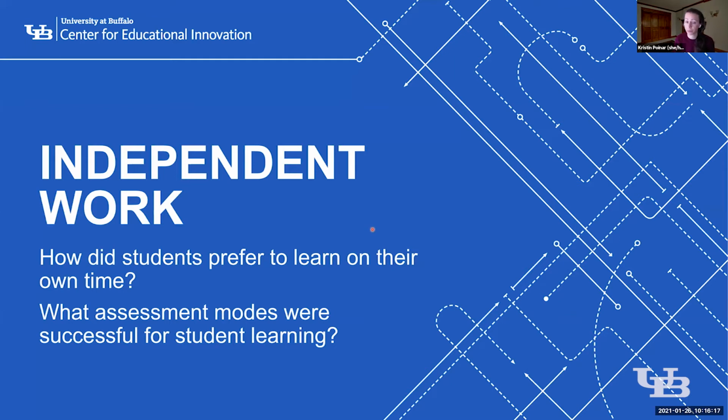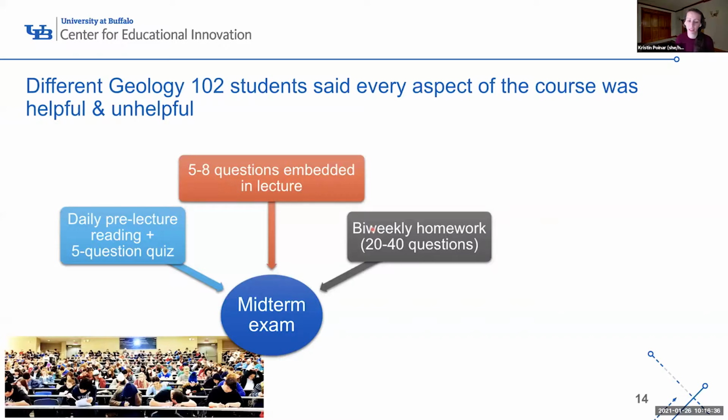Course evaluations are really good for this, of course, because the students tell you what they liked. But the course evaluations are anonymous, so you can't correlate them to how well they did in the course, but there's still value in the preferences that the students report. So for Geology 102, there are so many students that every aspect of the course was popular as well as unpopular. And this was not unique for 2020.